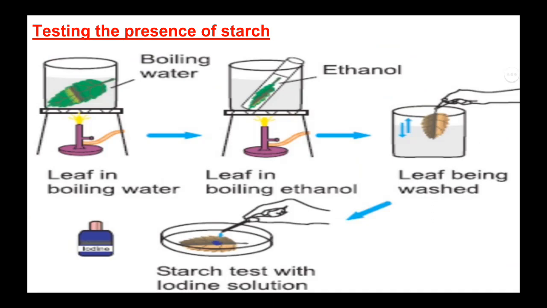Why do I dip it in ethanol? I dip it in ethanol to decolorize the leaf, in order to be able to detect the blue color and test for the presence of starch. So step 1, boil the leaf in hot water. Step 2, dip it in ethanol. Step 3, wash the leaf and leave it for some time. Then add to it the iodine test to observe the blue color.